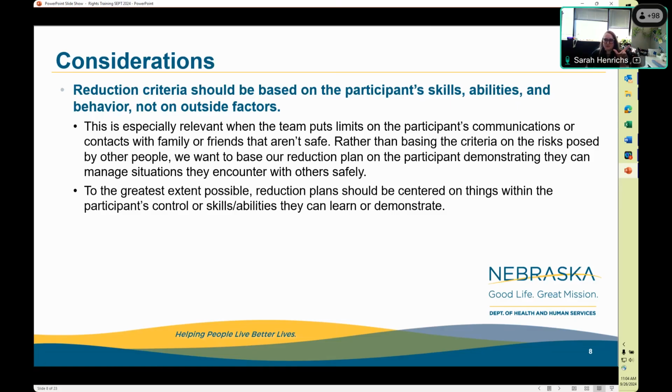And that's what we're going to set reduction criteria around, not the other people, because there's always going to be crazy people. There's always going to be unsafe people that you might encounter in the course of your life. What is the skill or ability or knowledge that the participant doesn't have that makes it so that they can't manage it themselves? And then that's what we're going to teach. And that's what we're going to measure their learning of to determine when it might be safe to reduce that restriction.